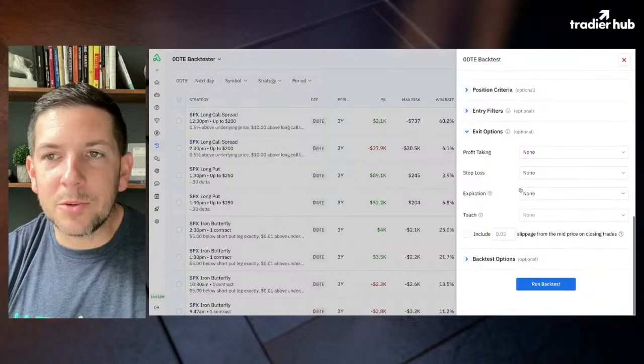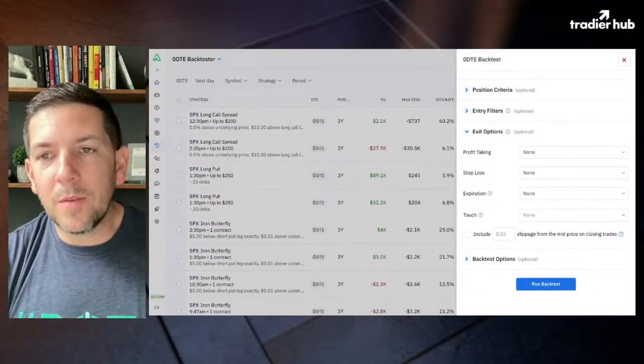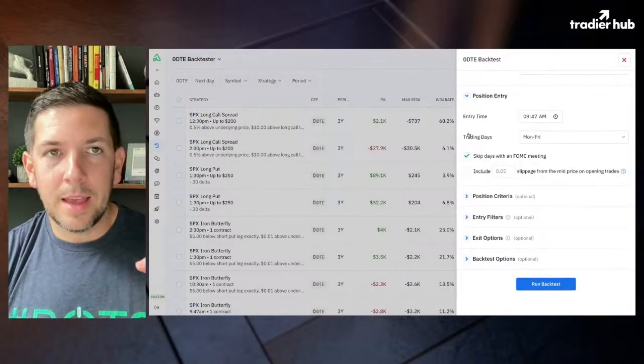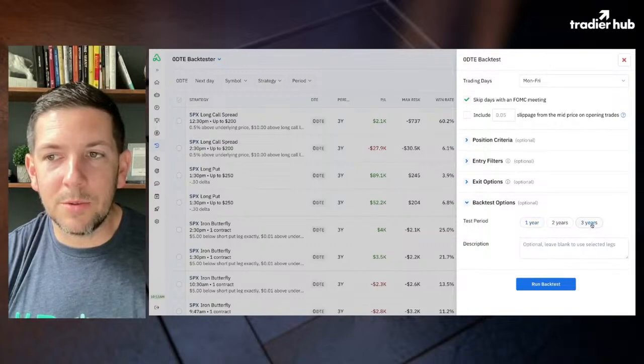And then for exit options, we're going to keep this very simple as well. We're going to let it run to expiration. No profit taking, no stop loss, no touching, no nothing. Just enter the position, let it go to expiration, see what it does. And we'll run it for 3 years. We'll see how it performs, okay?